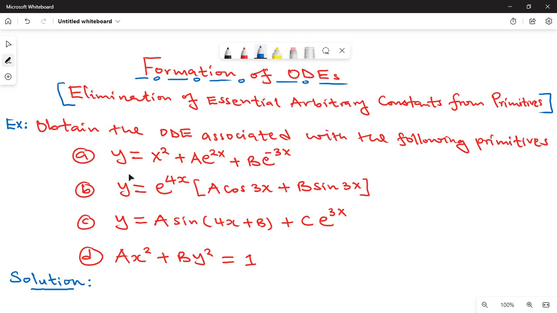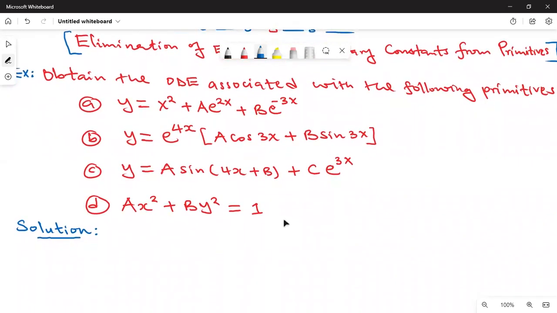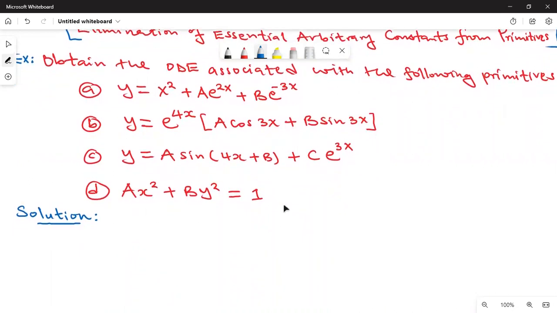In part A, we have y is equals to x squared plus a exponential 2x plus b exponential negative 3x. In part B, we have y is equals to exponential 4x times a cosine of 3x plus b sine of 3x. In part C, we have y is equals to a times sine 4x plus b plus c exponential 3x. And lastly, in part D, we have ax squared plus by squared is equals to 1. So we want to see how to form ODEs from those given primitives.